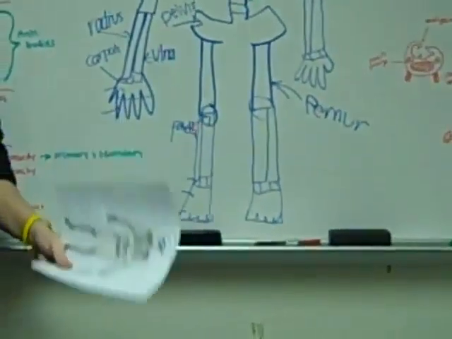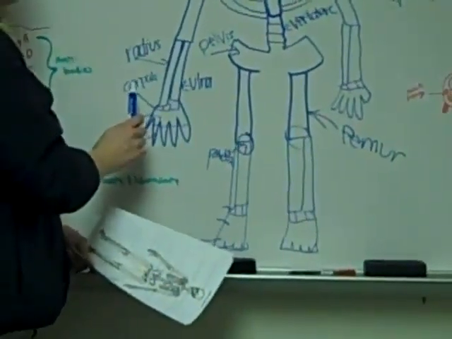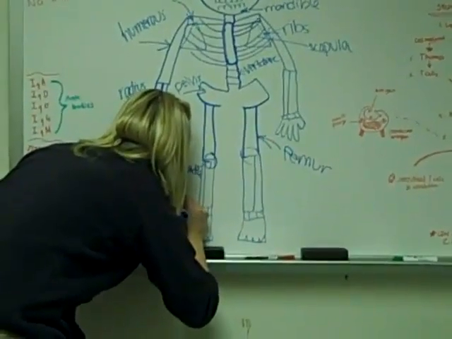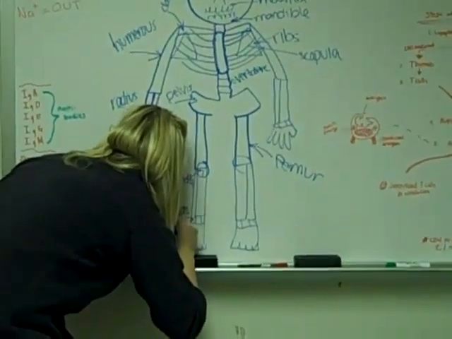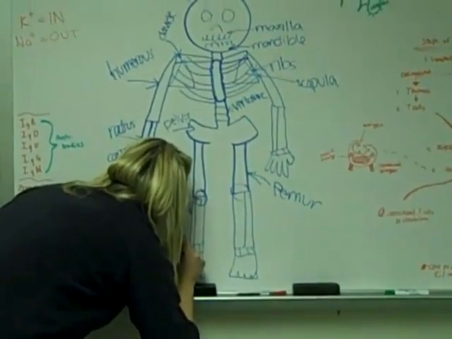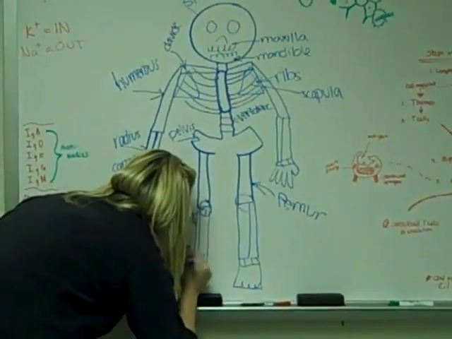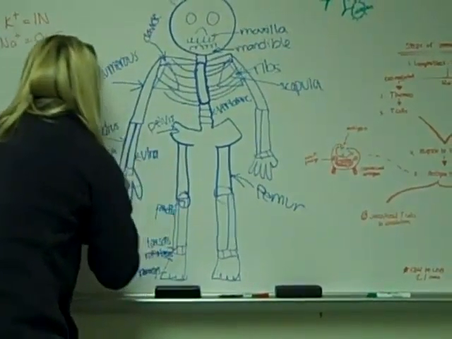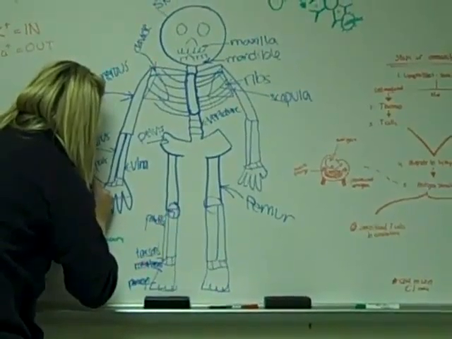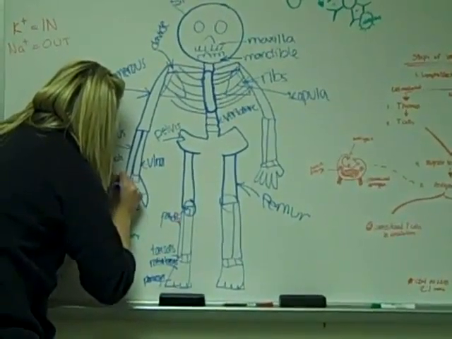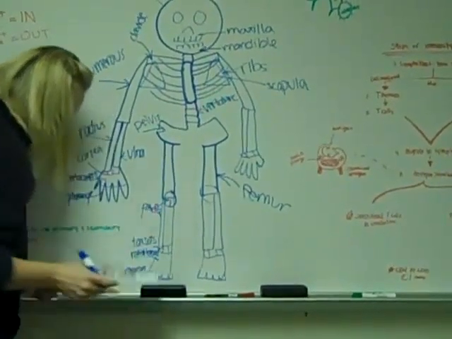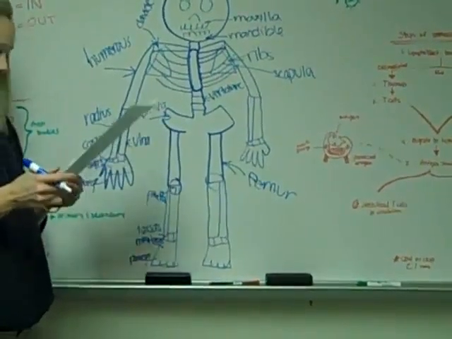The way that I remember carpals from metatarsals is that C comes before T in the alphabet, therefore the C's are up top and T's are down below. Carpal tunnel syndrome. So carpals, metatarsals. Okay, good. And we talked about carpals.